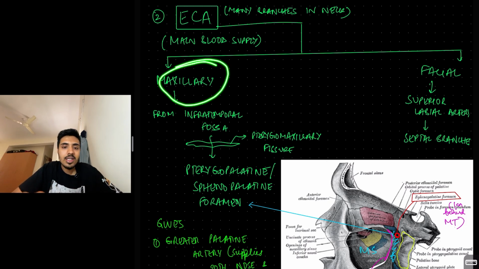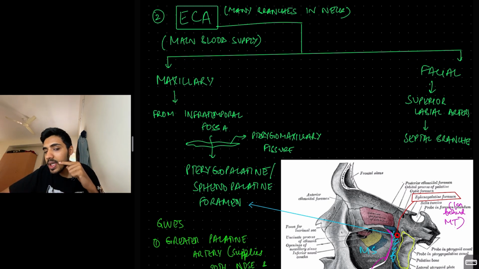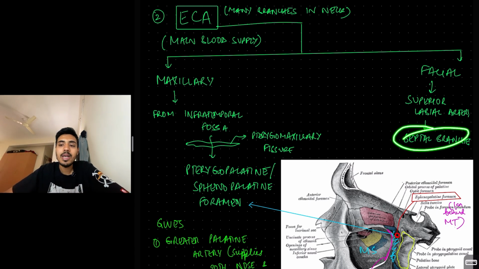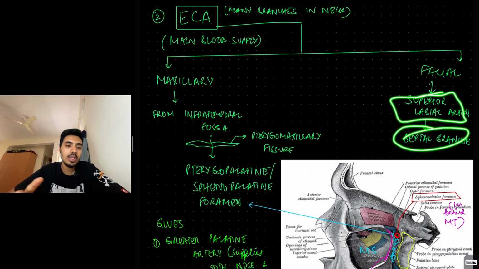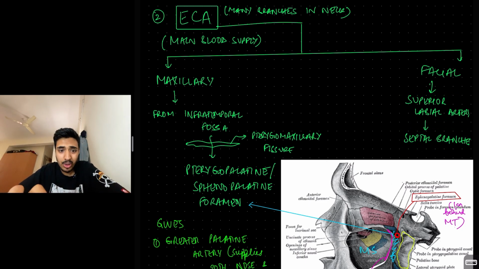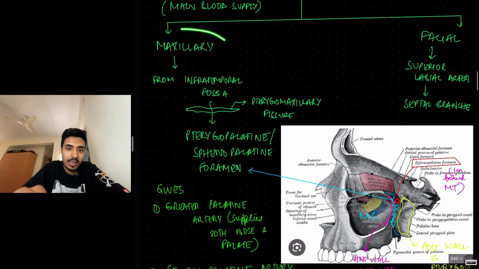You have the maxillary artery and then you have the facial artery. The facial artery gives two branches, the superior labial artery and the inferior labial artery. The superior labial artery gives rise to some septal branches that supply the nasal septum. So, septal branches of the superior labial artery. This is from the facial artery. Not that important. What's more important is the maxillary artery. This is the main branch.